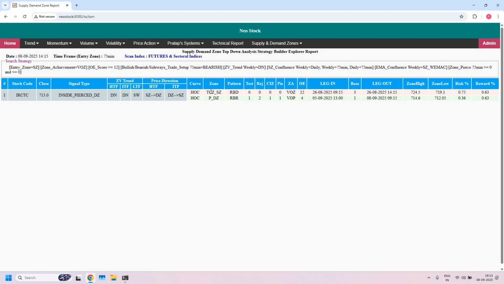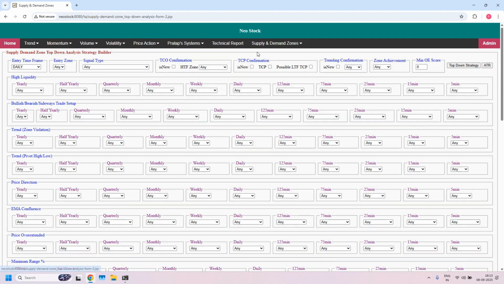So this is filtered. This 75 minute supply zone might have a higher probability of success, provided less than 20 checklist items are satisfied. Otherwise, there are higher chances of zone violation. So this is a bearish trade setup for weekly income trade. So we have completed weekly income trade reports. Next, we will generate daily income trade reports.